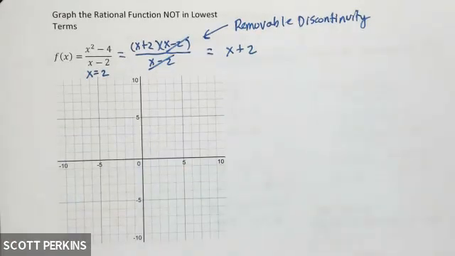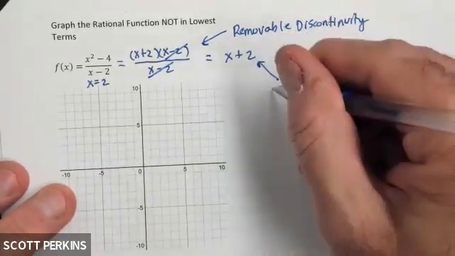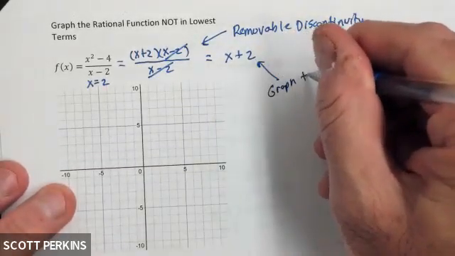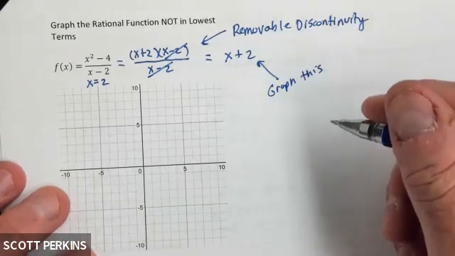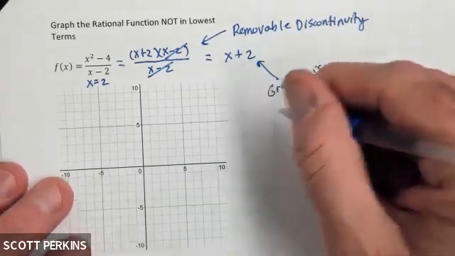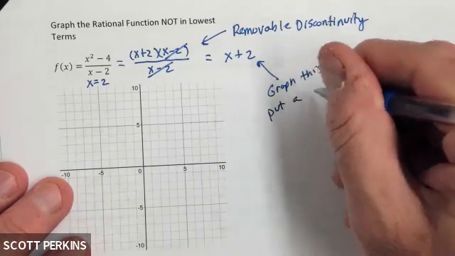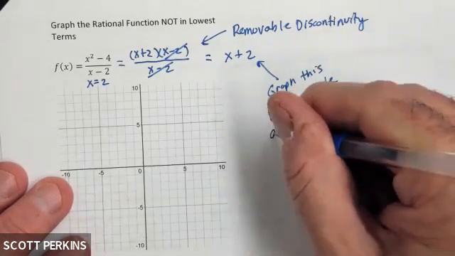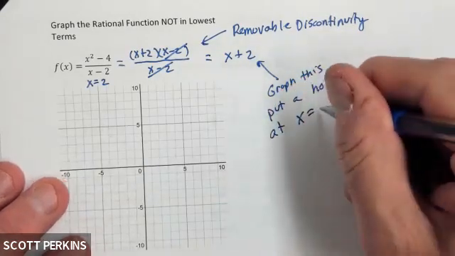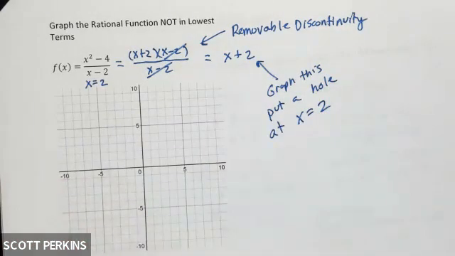So here's what you do when you have something that you can remove. What we're going to do is we are going to graph this, and then you are going to put a hole at the x value, whatever it is, x value 2.